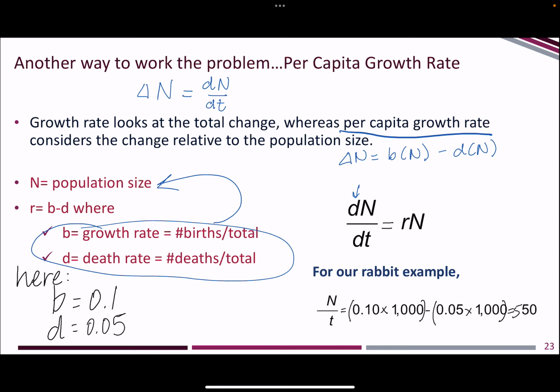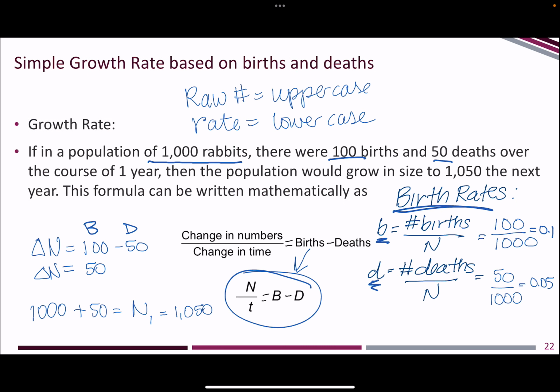So that is shown down here along the bottom. I'm going to go ahead and rewrite it out. Our birth rate is 0.01 times 1,000 minus our death rate 0.05 times 1,000. And what that's going to do is tell us how many individuals are born and how many individuals die. And that, again, will tell us our change in the population. So if we calculate this out, this is going to be 100 minus 50, which is exactly what we got over here on the previous slide.